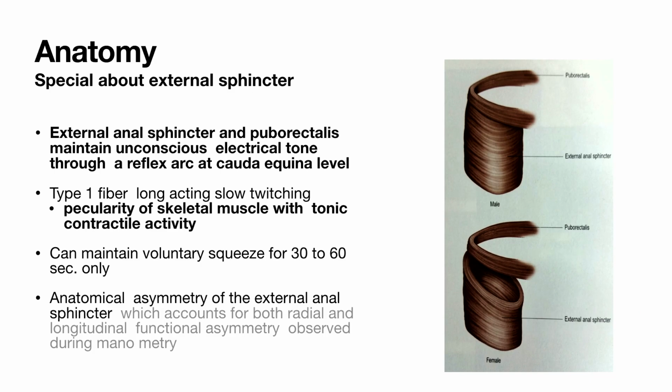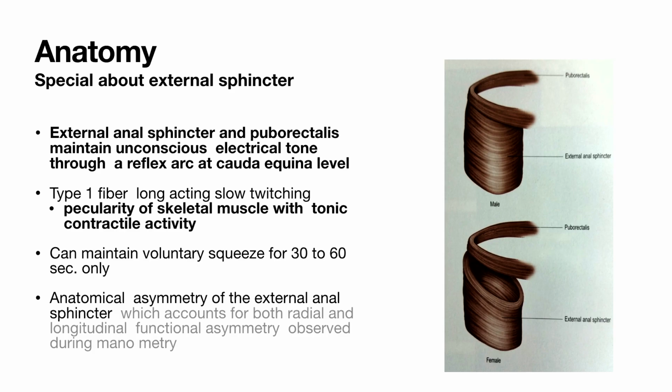Something special about the external sphincter: the external sphincter and puborectalis maintain unconscious electrical tone through a reflex arc at the cauda equina region. It has both slow twitching fibers as well as fast twitching fibers. The slow twitching fibers help in tonic contraction, and the fast twitching fibers, when there is a sudden rise in abdominal pressure, help to control the feces. It can maintain voluntary squeeze only for 30 to 60 seconds, and there is an asymmetry.